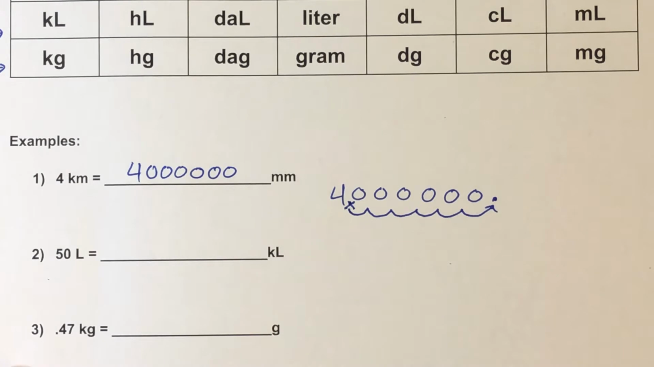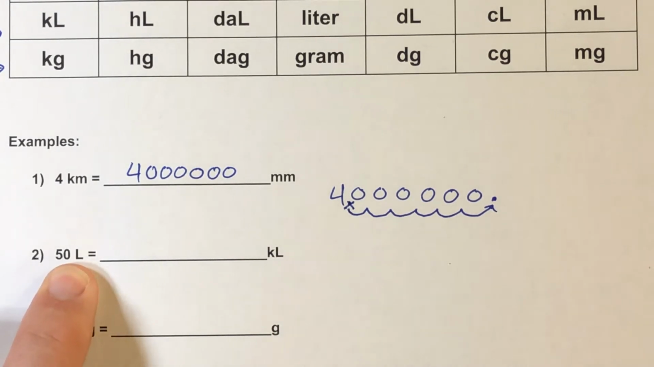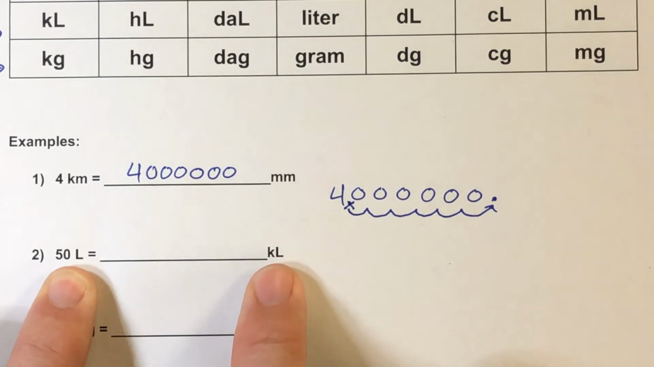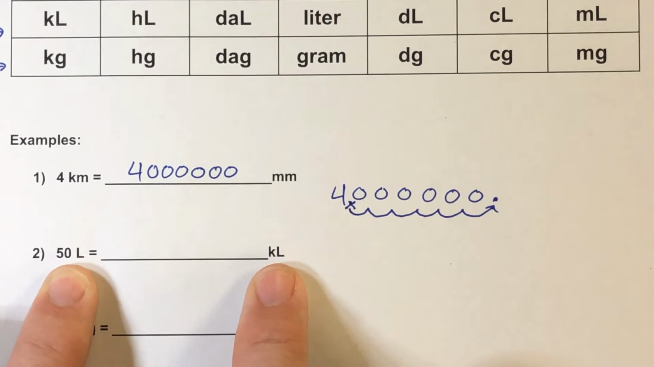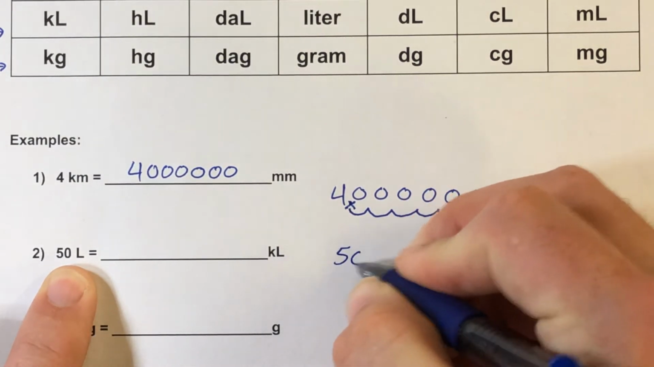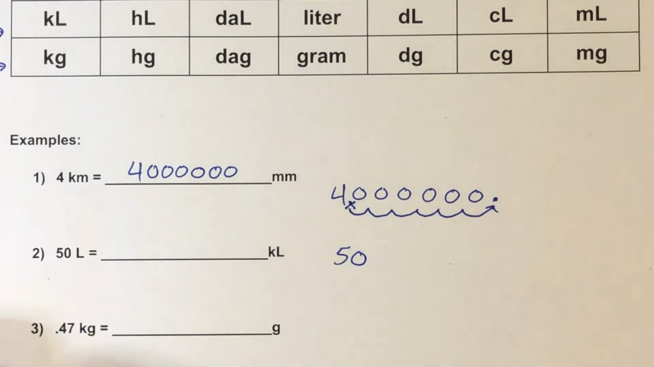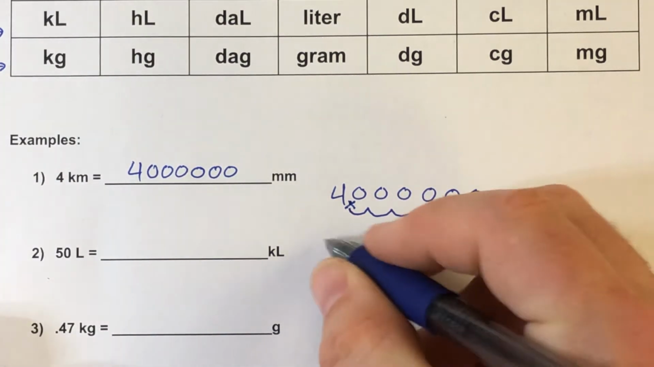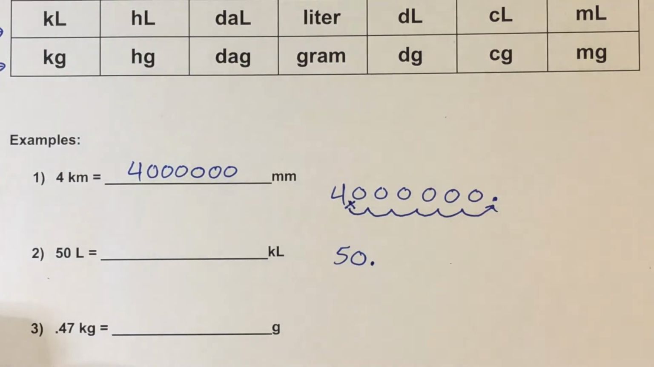Our next example, 50 liters. We're going to convert to kiloliters. So first step, again, write down your number. Second step, locate your decimal. The decimal on this whole number is going to be right behind it.